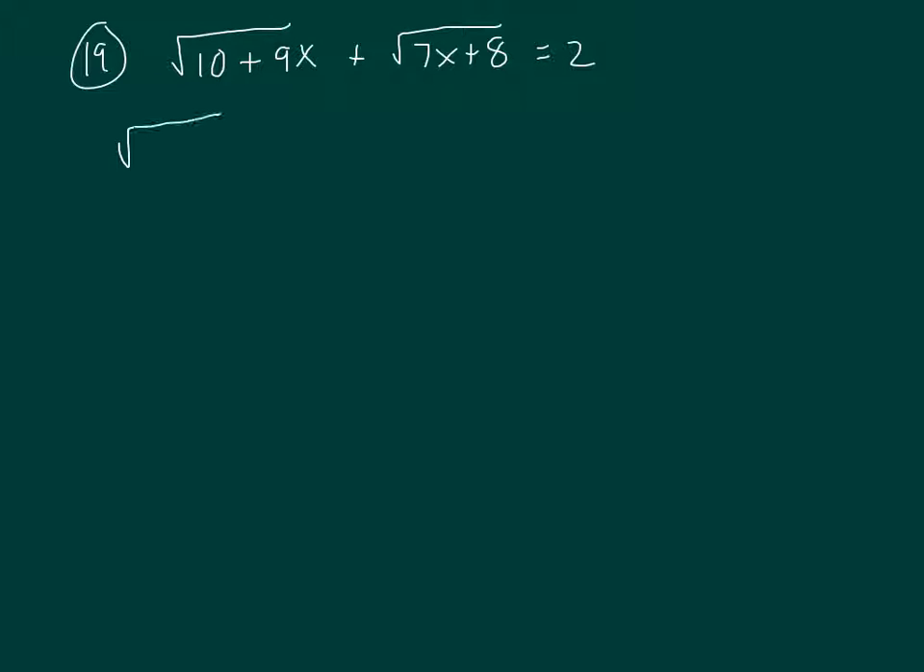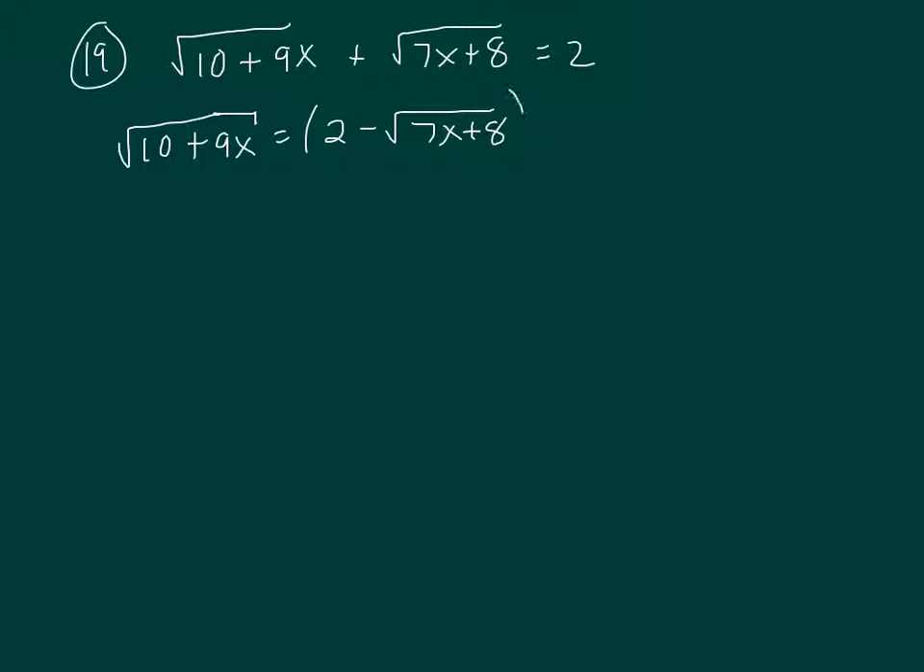This is number 19 from your midterm, and it's a radical equation. You've got the square root of 10 plus 9x plus the square root of 7x plus 8 equals 2. And what you want to do is isolate one of these radicals. It doesn't matter which one, so I'm just going to isolate the first one. That means get it on one side by itself. So that means I need to subtract the other one.